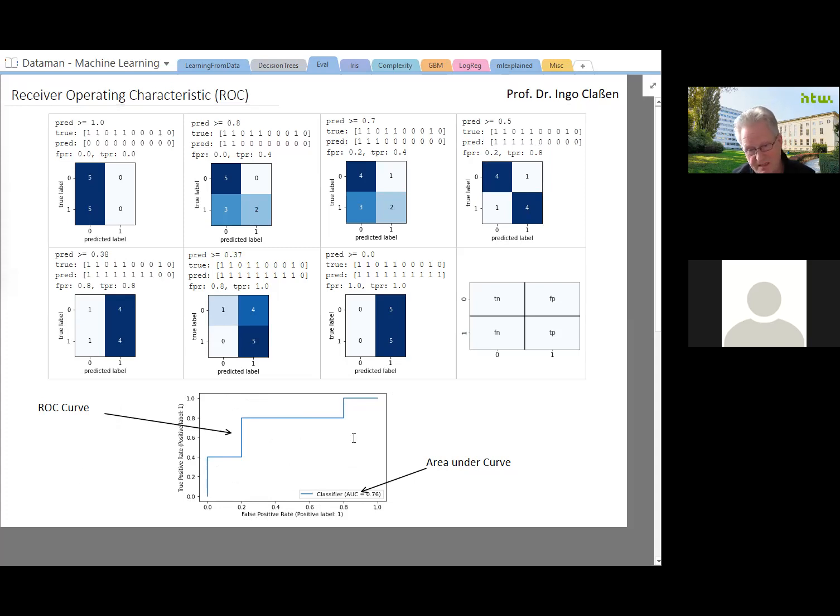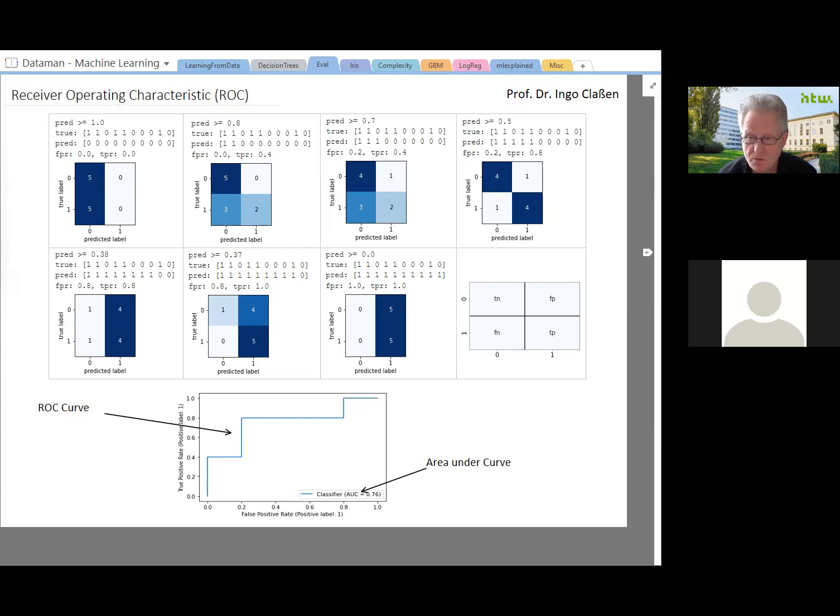What I can do is calculate this area under the curve, and this is the next measure that classifiers have. Often for classifiers that have scores, the AUC value, the area under the curve, is calculated. This is a further metric here.